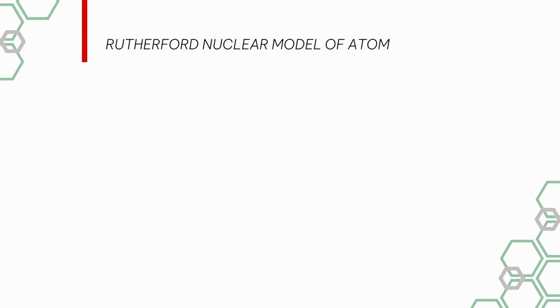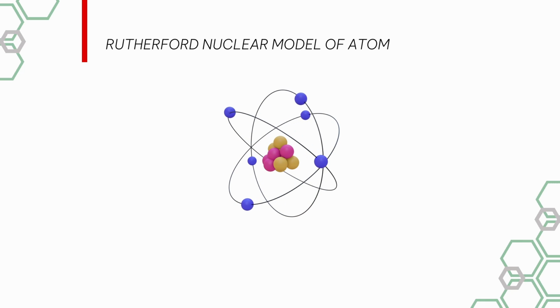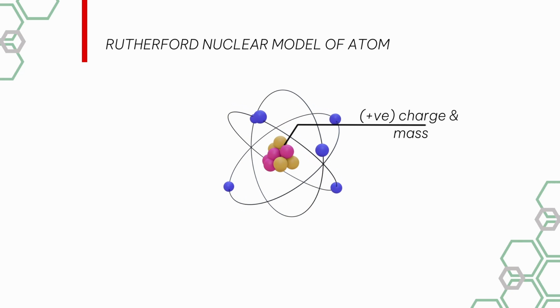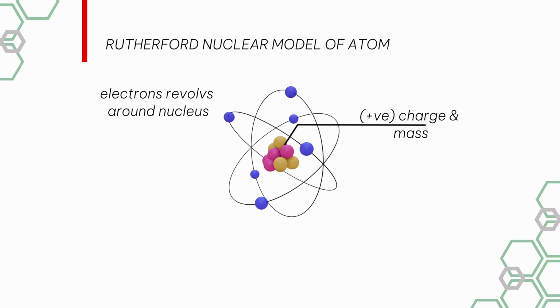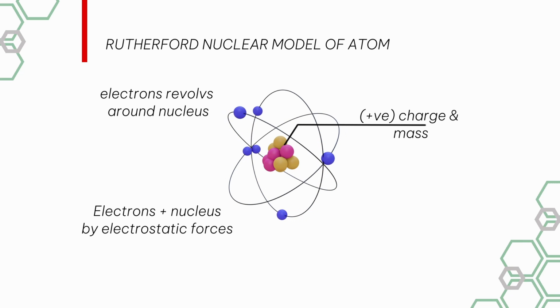So on the basis of these results and conclusions, Rutherford presented his nuclear model of atom, and according to this model, the positive charge and most of the mass of an atom are concentrated at the center of the atom, which is called the nucleus. The electrons around the nucleus keep moving in circular orbits at a very high speed, just like our solar system, where the planets revolve around the sun. The electrons and nucleus are bound to each other through electrostatic force.